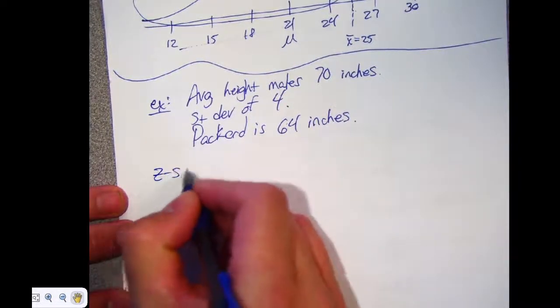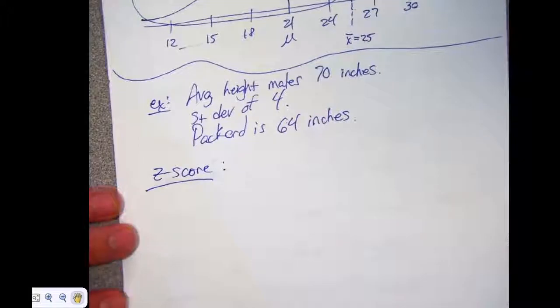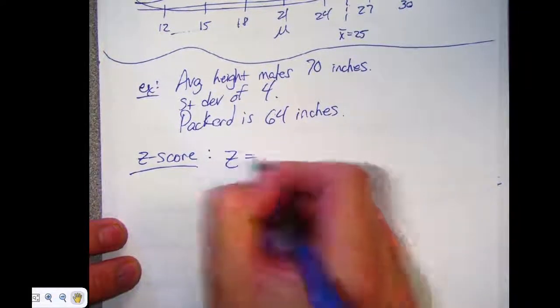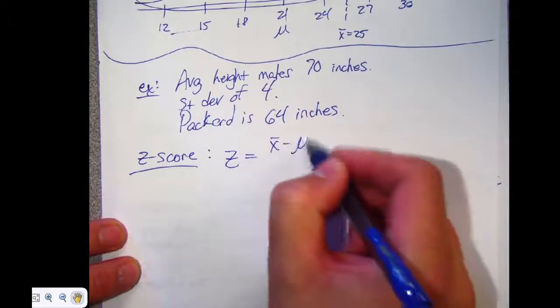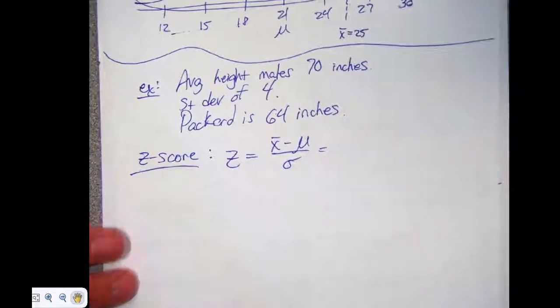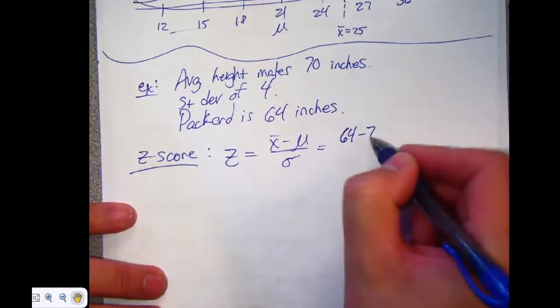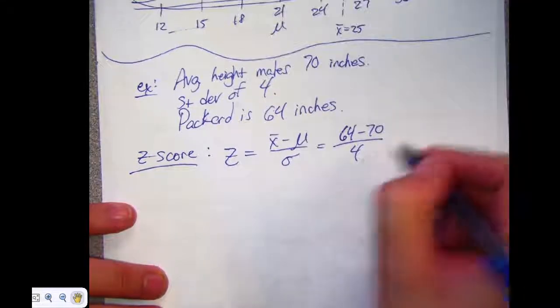So z-score, this is the last one I'm doing for you. You're on your own. I do want you to write the formula every time: X bar minus mu over sigma. You will probably write that down 1,000 times this year. Sorry, not sorry. What's X bar? 64. What's mu? 70. Sigma is 4.